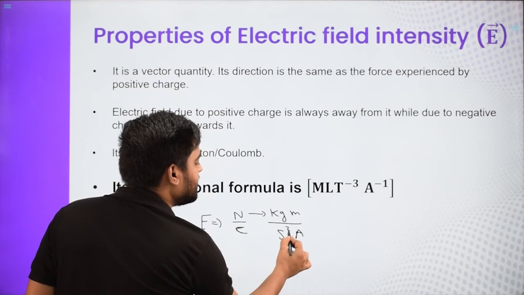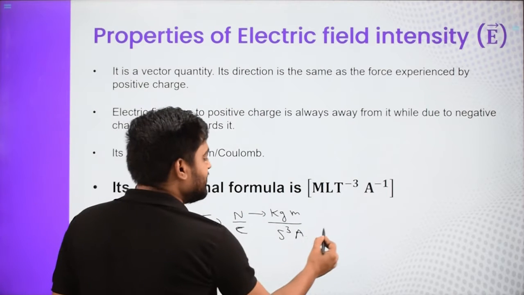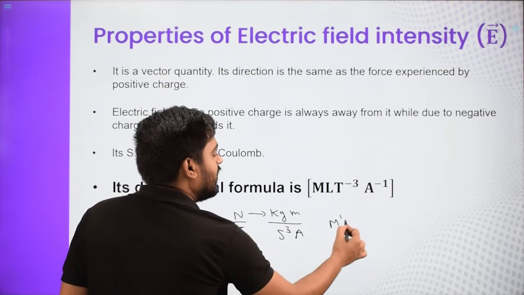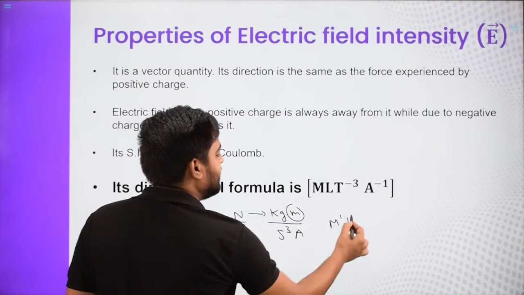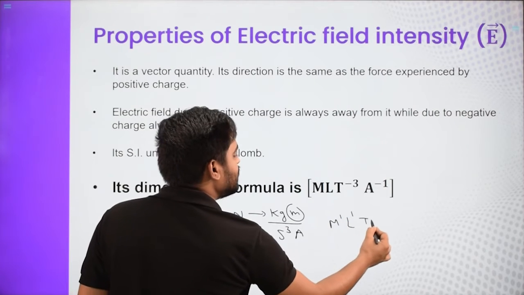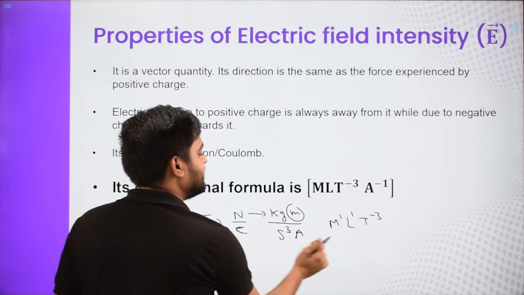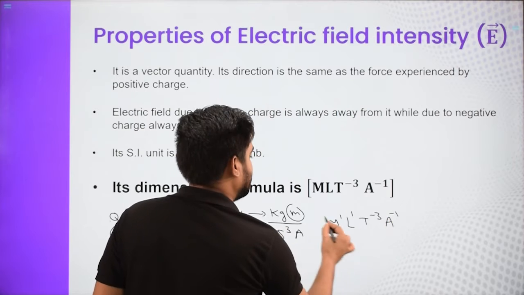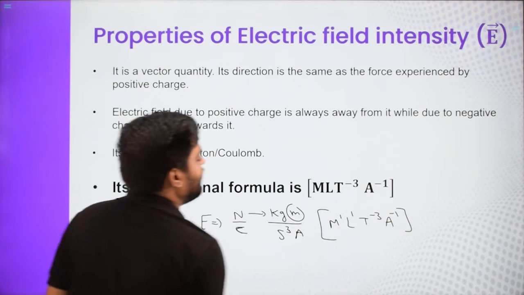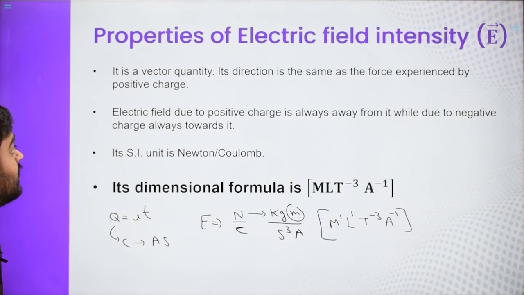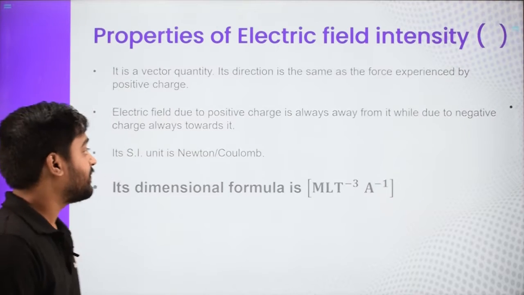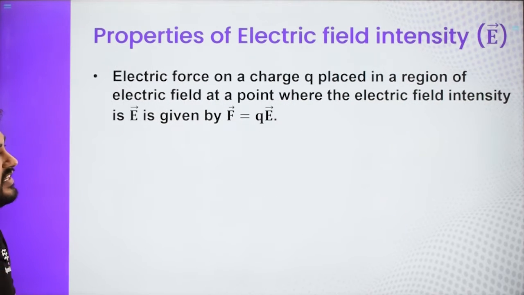So ampere and it will come second cube. And that gives me M raised to 1, L, length, meter is a length raised to 1, time raised to minus 3, this is the time, and this is A, ampere raised to minus 1. And that is the dimensional formula for electric field intensity.